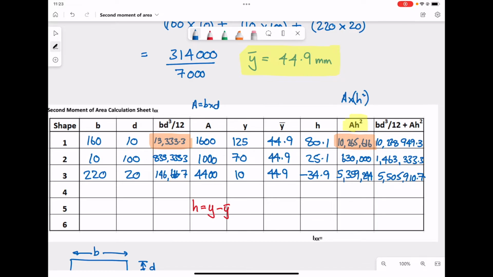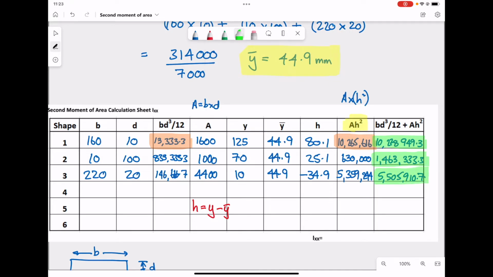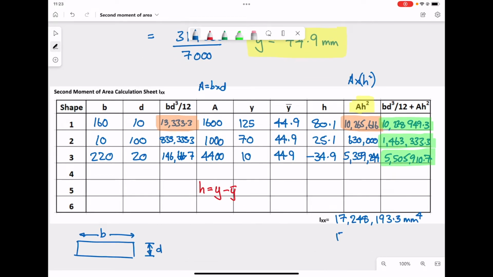Then to calculate the second moment of area for our shape about a horizontal axis through the centroid, we would add together the values we have in the last column. So adding our three values together, we get a total of 17,248,193.3. All the dimensions are given in millimeters, so therefore our units will be millimeters to the 4, or in condensed form 17.248 times 10 to the 6 millimeters to the power 4.